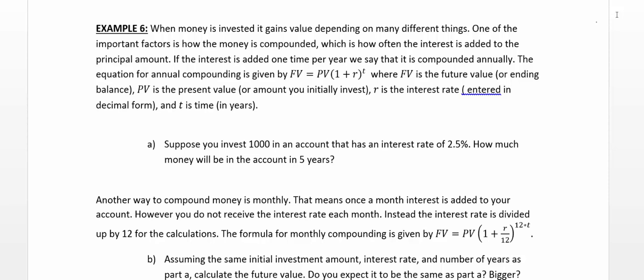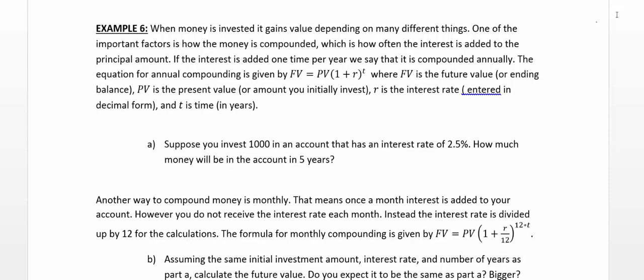We're going to use this idea to look at some things about money and see how this type of exponential function will relate to the derivatives we're learning. Part A. Suppose you invest $1,000 in an account that has an interest rate of 2.5%. How much money will be in the account in 5 years?